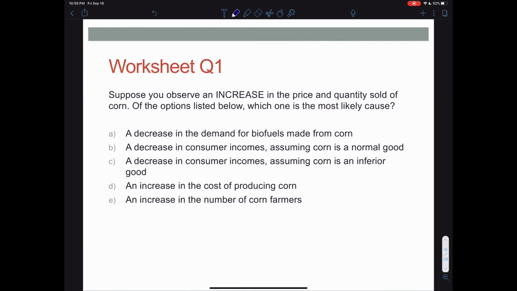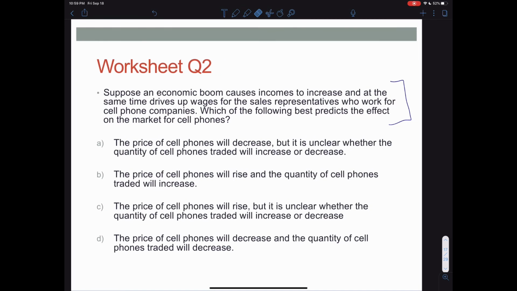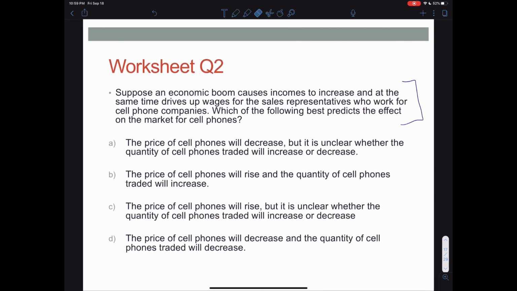Here are some more questions that will require you to know the demand and supply model. Here you observe something happening to the price and quantity of a good, and you're being asked to decipher what must have caused it. In this question, we are telling you what has happened in the market, and then we're asking you to predict the effect of these changes on the price and the quantity. And these are questions that we'll take up in the lecture.